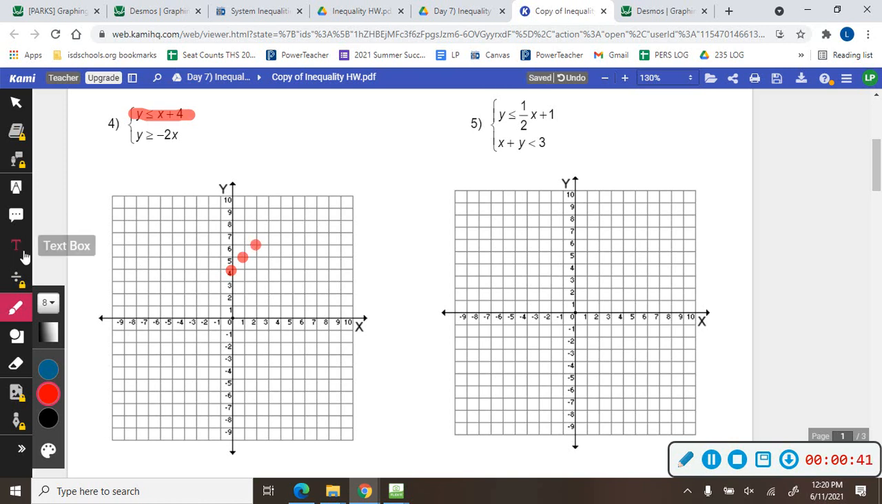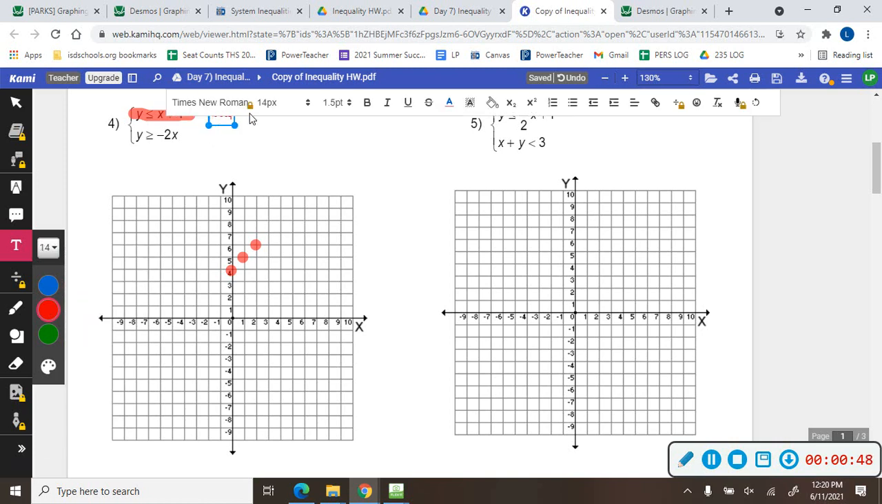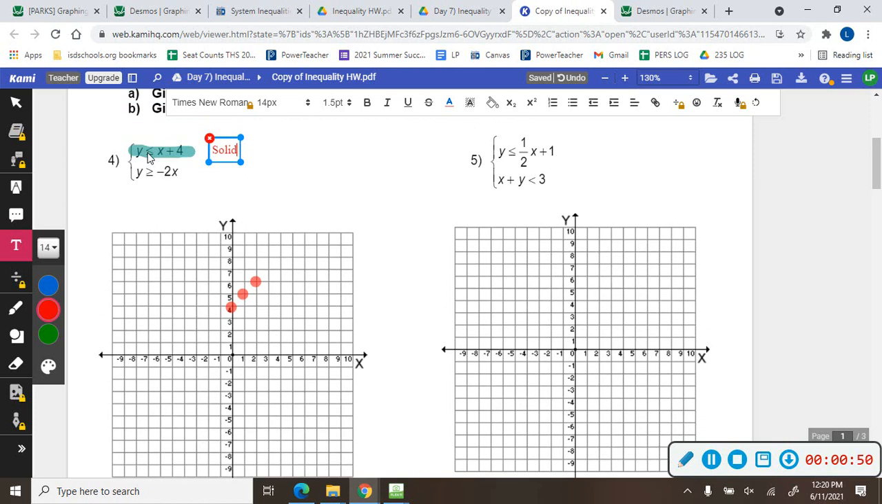And then I ask myself, is this going to be solid or dashed? And it's going to be solid. Okay, it's solid because of the less than or equal to symbol. It has the equal symbol. And then less than means I'm going to shade below.